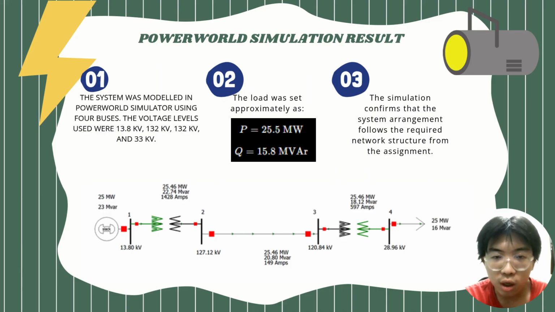And for the transmission line, also known as zone 2, 25.46 megawatt, 20.8 megavar, and 149 ampere. And for zone 3, transformer 2 has a value of 25.46 megawatt, 18.12 megavar, and 597 ampere. And we go to the final, the load, 25 megawatt and 13 megavar, which is near to the result.